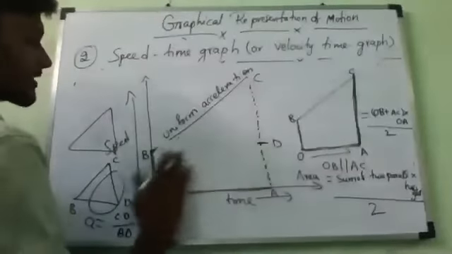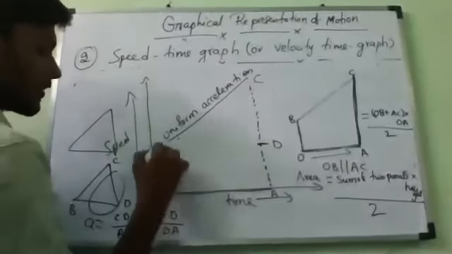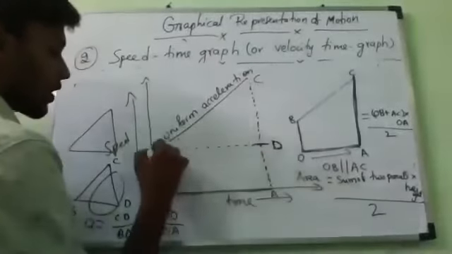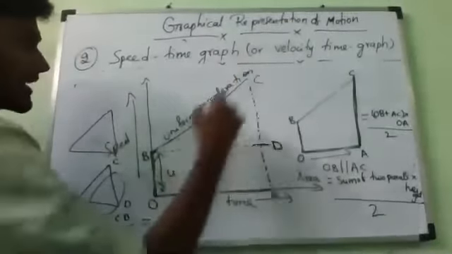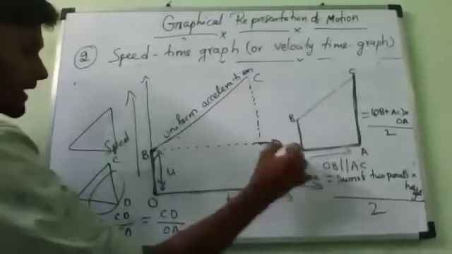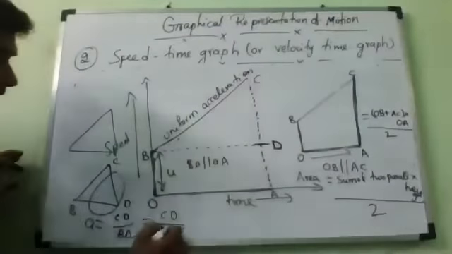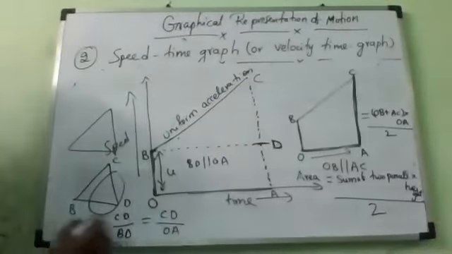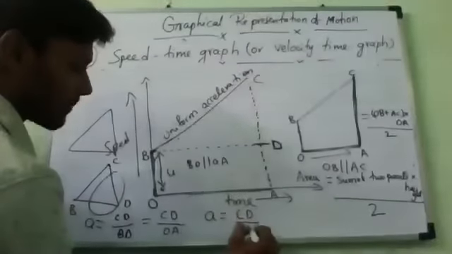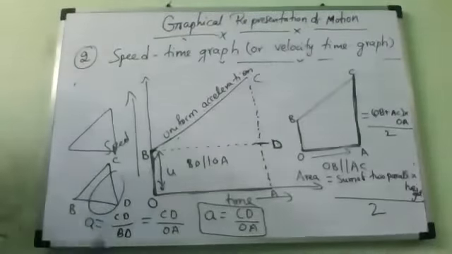Just extend dotted lines once again here. This is the initial velocity. And if we extend the dotted lines, let me imagine that point is D. So the acceleration of this body is the slope of this graph, CD divided by BD. But this BD is parallel to OA. So CD divided by OA will give you the acceleration of a body. So acceleration is equal to CD divided by OA. That's all. In this graph, note it down, all of you. That is also important.